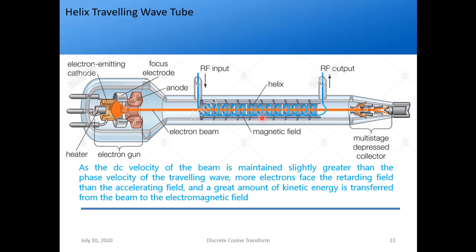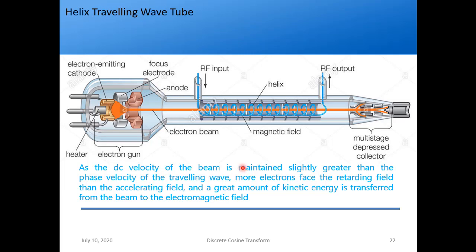And electrons are continuously coming from here. So again we'll have acceleration and deceleration of electrons. So they will form bunches, right? These bunches will again deliver power to the RF wave. How will they deliver? Again it is mentioned here. What is the important thing which you saw last time? The DC velocity of the beam is maintained slightly greater than the phase velocity of the RF wave.